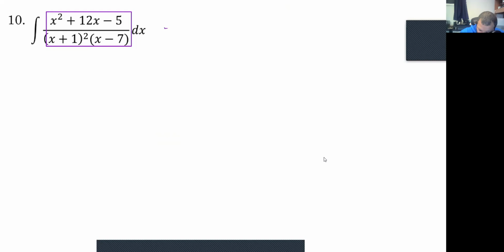So we have three different terms. I have an x plus 1, another x plus 1 squared, which is why I have a repeated root, and then I have an x minus 7. All of those are linear terms, so we're going to get an A, a B, and a C here. Then, same thing, we would multiply both sides by the least common denominator.